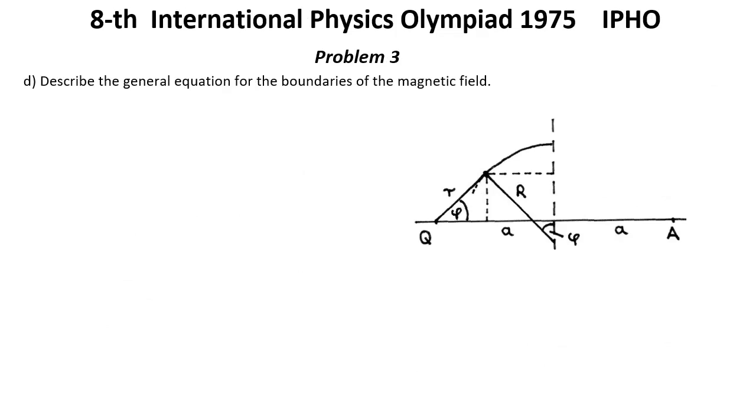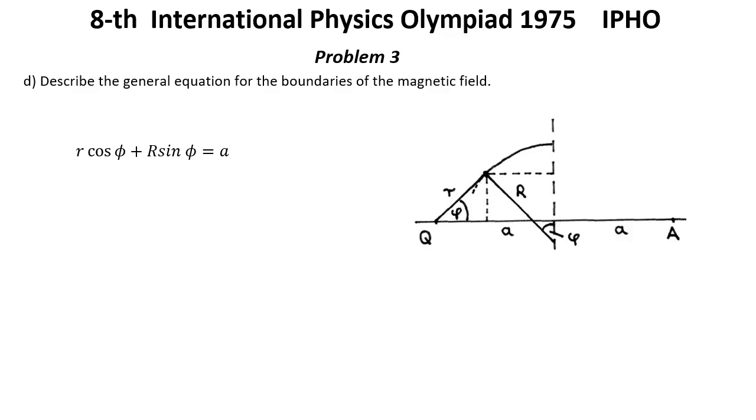Question D. Describe the general equation for the boundaries of the magnetic field. Solution. It is convenient to deduce a general equation for the boundaries of the magnetic field in polar coordinates r and phi, instead of using Cartesian coordinates x, y. The following relation is obtained from the figure. From this figure we have small r multiplied by cosine phi plus R sine phi equal a.